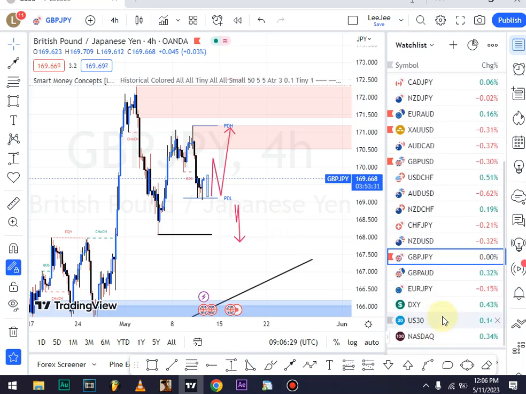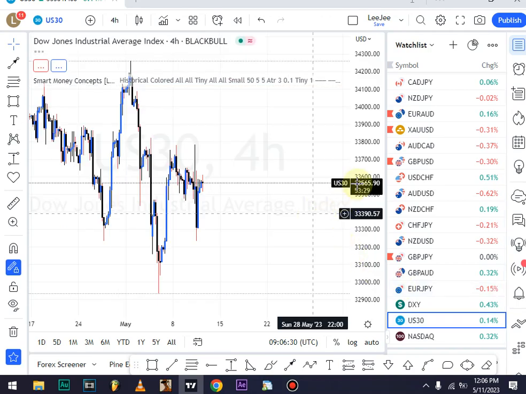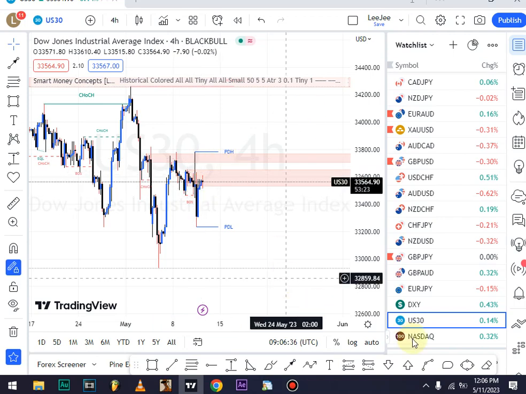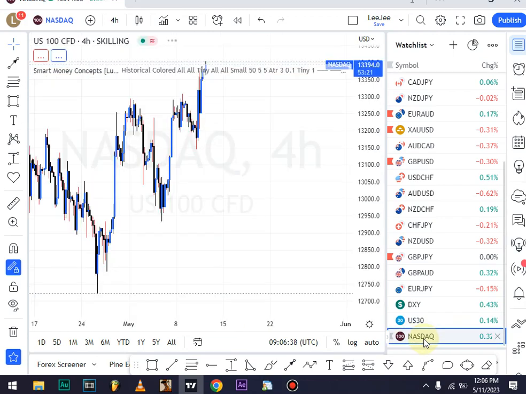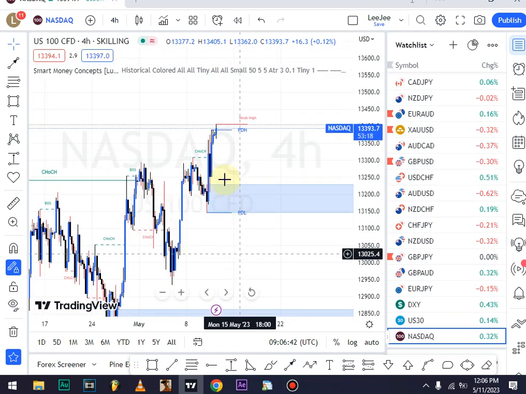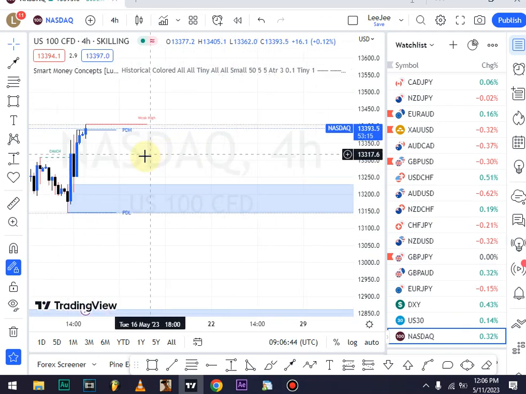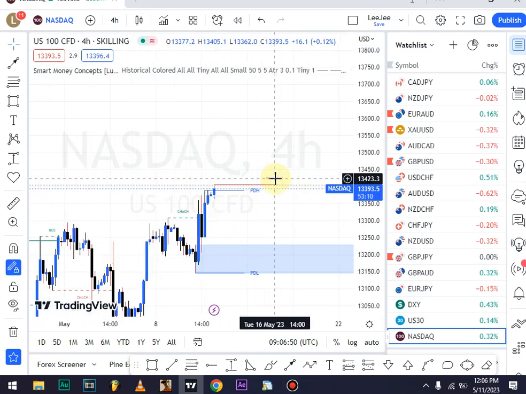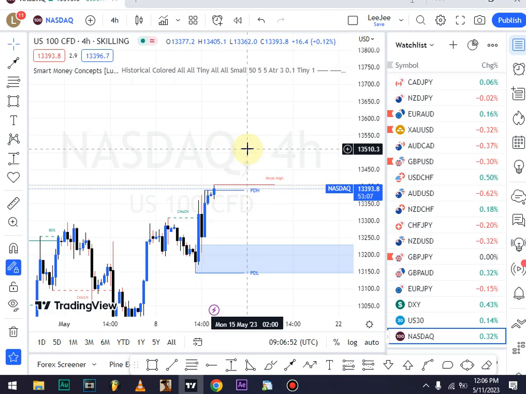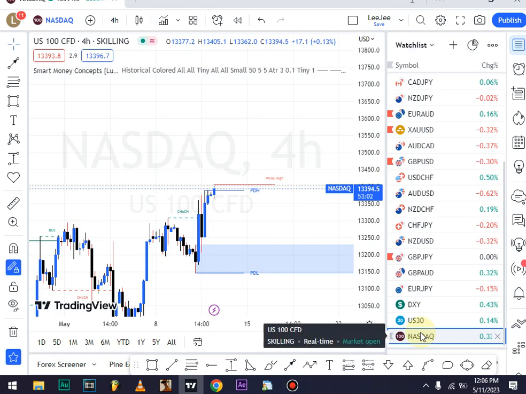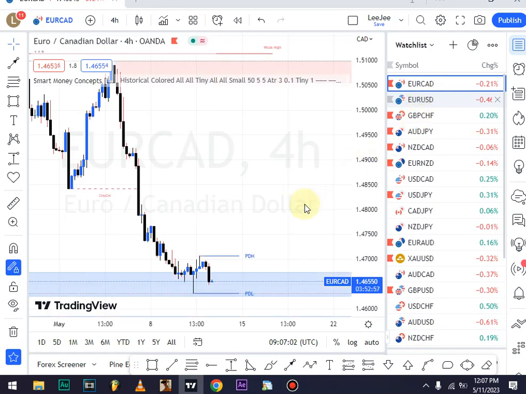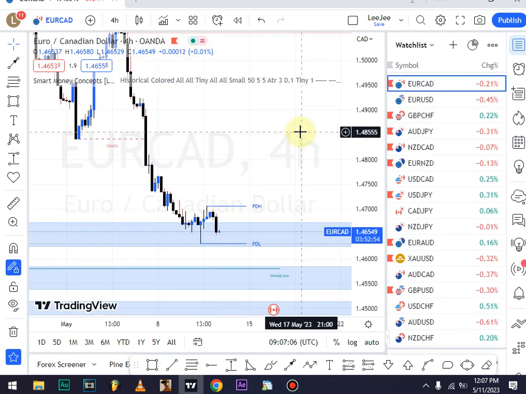For my US30, nothing much, price is still ranging. So, Nasdaq, the Nasdaq people, I can see price broke the previous daily high, but that's not a confirmation enough for that entry, so still going to hold on to my positions. Not going to do the Euro card, still playing out.